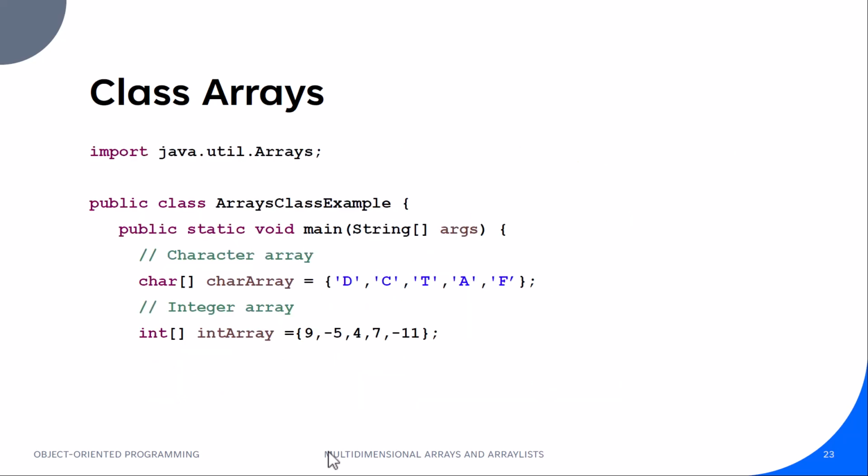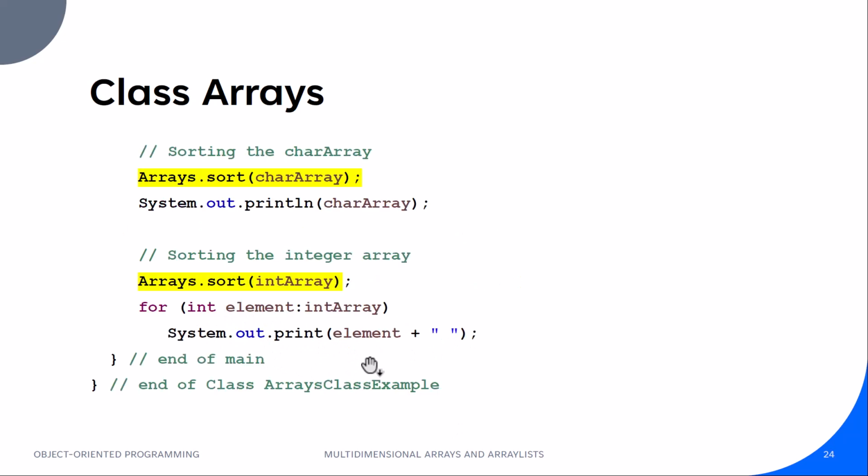Let's see an example. Now we have to import the java.util.Arrays class, and then in this example, we created 2 arrays. One is a character array, and here is how we initialize it. And we have an integer array, and we have initialized that integer array as well. Now we are going to use the sort method of the Arrays class. Remember that sort is a static method, so we don't have to create an object of Arrays.